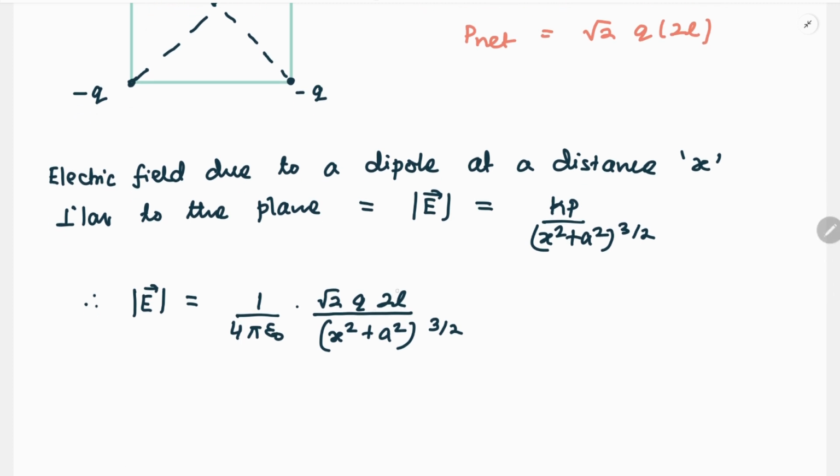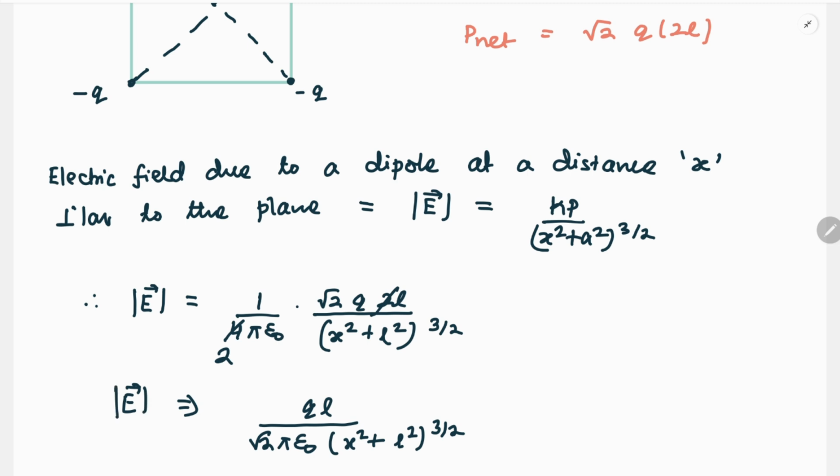So if we solve this one, the 2 cancels out with 2, then root 2. So we have the value ql upon root 2 pi epsilon naught (x square plus l square) to the power 3 by 2. Over here a is equal to l. So (x square plus l square) to the power 3 by 2. So this is the magnitude of electric field strength at a distance x from its center. So this is the required answer which we are looking for.